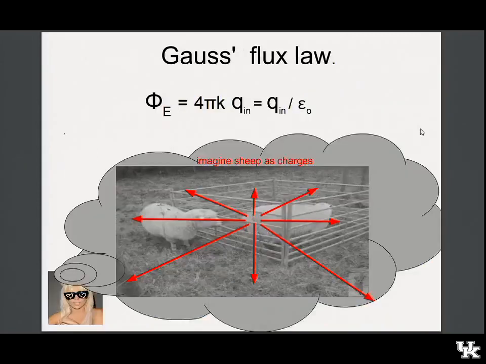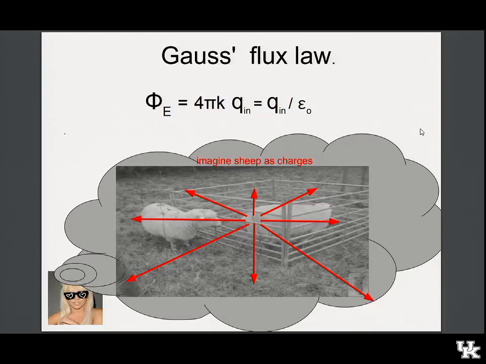Okay, so here's a way of visualizing it. Imagine that sheep were charged. Every sheep carries an electric charge. Some of them are negative charge, some of them positive charge. Some of them have big charges, some of them have small charges, but sheep are charged. And then imagine a pen containing the sheep.